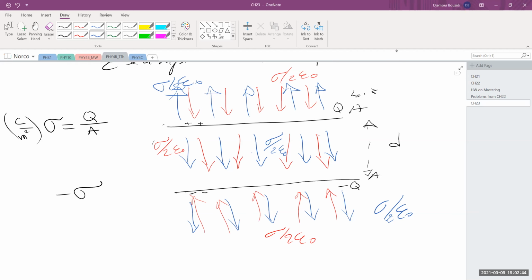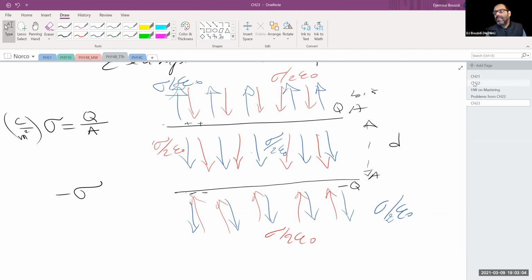So even if you are in here very far, this wire still produces sigma over 2 epsilon naught. Even if you are here from this blue wire, it still produces sigma over 2 epsilon naught. The only thing that matters is just the direction of the field, that's all. Because it's positive charge, negative charge. Distance doesn't matter on the outside of the plates at all.